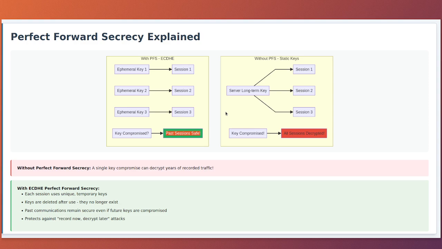Smaller keys mean less data to protect in memory, fewer opportunities for implementation bugs, and reduced exposure to side-channel attacks. The mathematical structure of elliptic curves also provides some inherent resistance to certain types of attacks that affect traditional Diffie-Hellman.